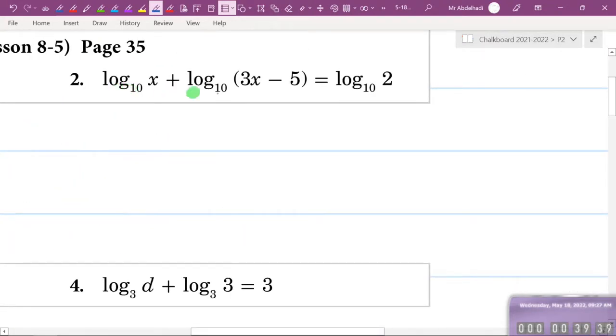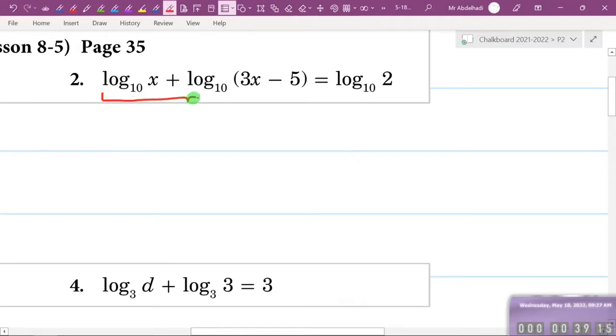Log base 10 plus log base 10 equals log base 10. They're all the same base. They're all common logs, right? You don't have to write the 10 if you don't want to, really. But can you drop the logs like this? No. You can only drop the logs when you have one log on each side and nothing else. So in this case here, what we have to do is get these 2 logs here to be combined into one log, and then we can drop the logs.